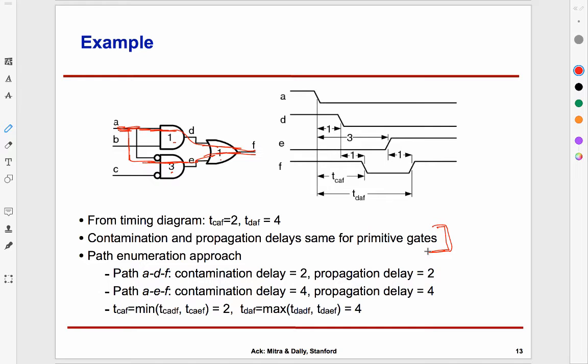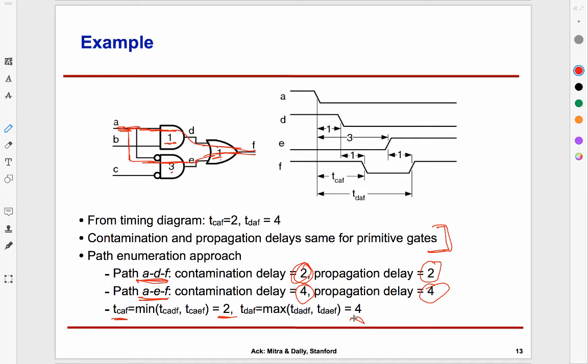Okay. So now we have two paths, ADF and AEF. If I look at ADF, it's going through the AND gate and the OR gate, and therefore the contamination delay is going to be the sum, 1 plus 1, so that is 2. And propagation delay is going to be the sum of the two also, so it's 2. If I look at AEF, then it's 3 plus 1, so that's 4, and propagation delay is 4. If I look at those paths separately, because I'm just traversing a single-bit signal through, propagation and contamination delay are one and the same. But now if I'm looking at this overall circuit and I try to say what is the contamination delay from A to F and what's the propagation delay, then contamination delay of A to F is the minimum across all the paths. That would be the minimum of 2 and 4, so it's 2. Whereas propagation delay is going to be the maximum of the two, and that is 4.